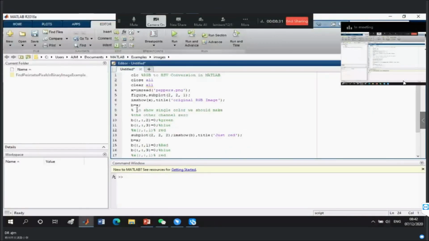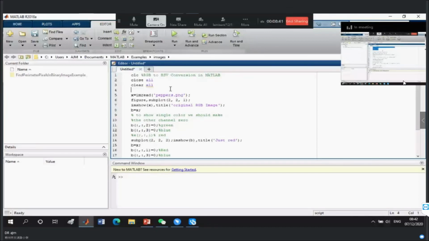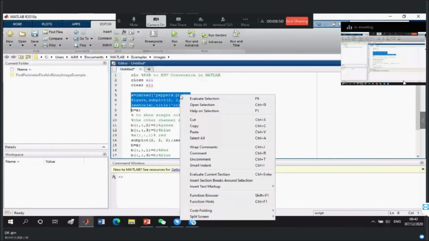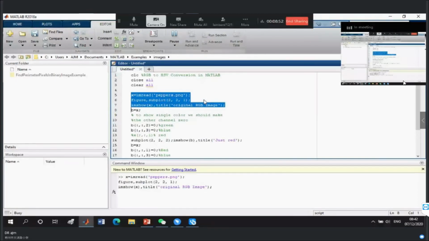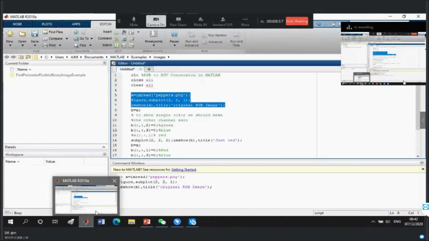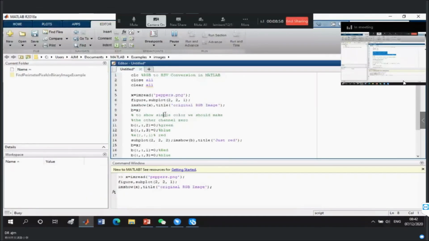The first three lines are common: CLC, close all, and clear, that you know the aim. Second, I will read the image and then show the image. What image do I use? This paper image, in which you know the variety of colors is greater. Let us first show that. This MATLAB is busy. Yes, it's come. This is my original image.